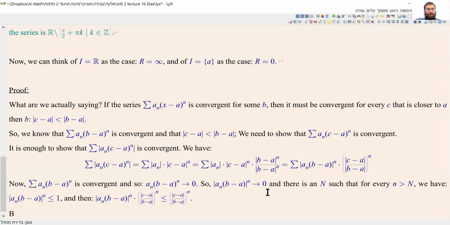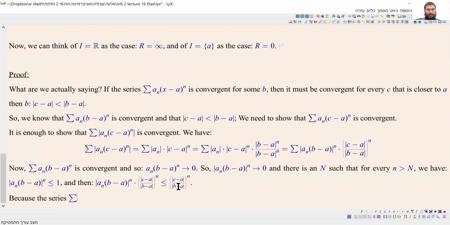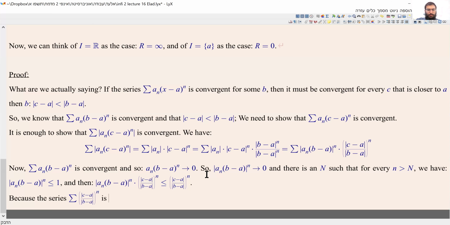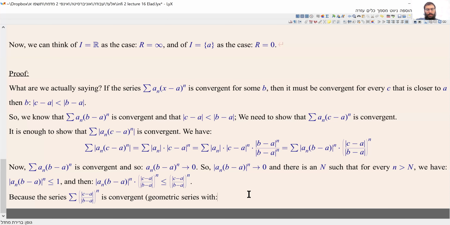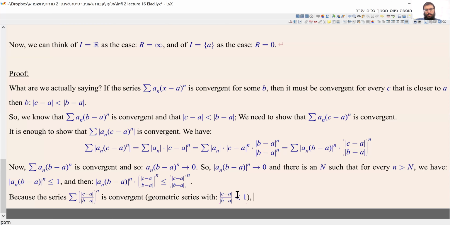Now for a great finale. Because the series of c minus a over b minus a to the power of n is convergent, it is a geometric series with base between 1 and -1, by the comparison test.